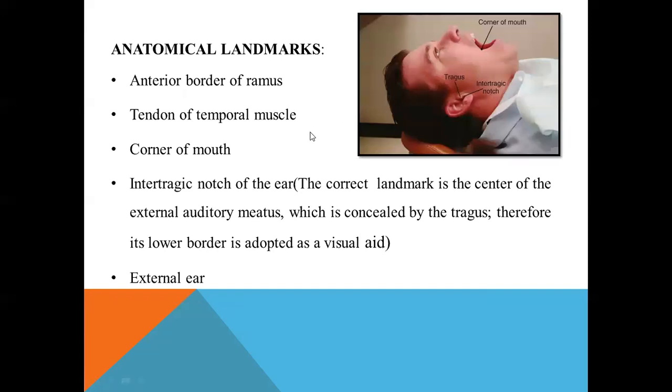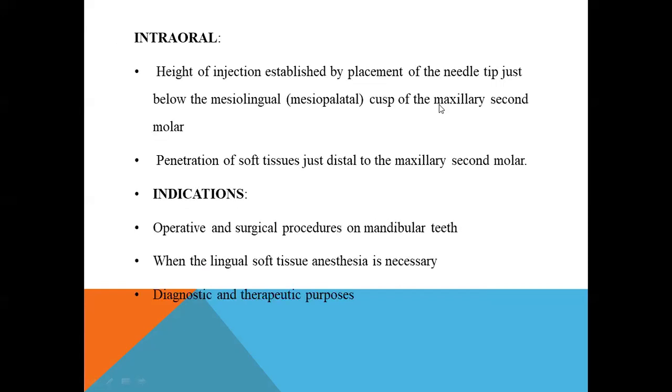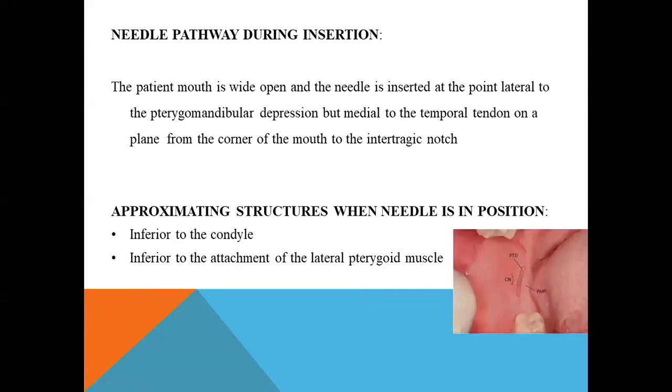Landmarks: anterior border of the ramus of the mandible, tendon of the temporalis muscle, corner of the mouth, intertragic notch, and then the external ear. Intraorally, the height of injection is established by placement of the needle tip just below the mesiolingual cusp of the maxillary second molar. It is most commonly indicated in operative and surgical procedures on the mandibular teeth when lingual soft tissue anesthesia is necessary, and for diagnostic and therapeutic purposes.